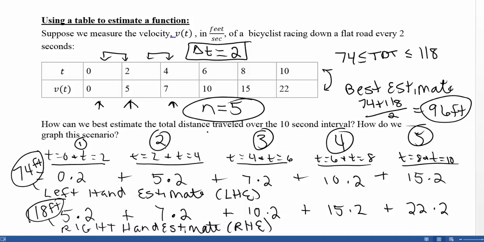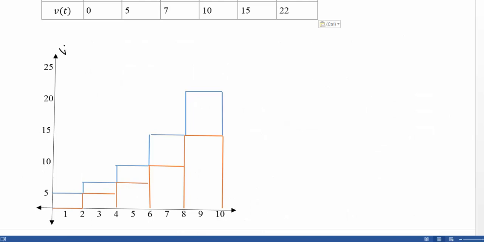So let's look at a picture of this and see if we can visualize what's going on in this scenario. So our picture here is a graph of your velocity versus your time. So remember, all of our times were in 2-second intervals. So you can see here that we're determining what's happening between 0 and 2, 2 and 4, 4 and 6, 6 and 8, and 8 and 10. When we do a left-hand estimate, for the first 2 seconds, we assumed that the rate was 0 because that was the rate on the left. So if you look at what's happening in the orange, you can see that we have a line at velocity equals 0 from 0 to 2.